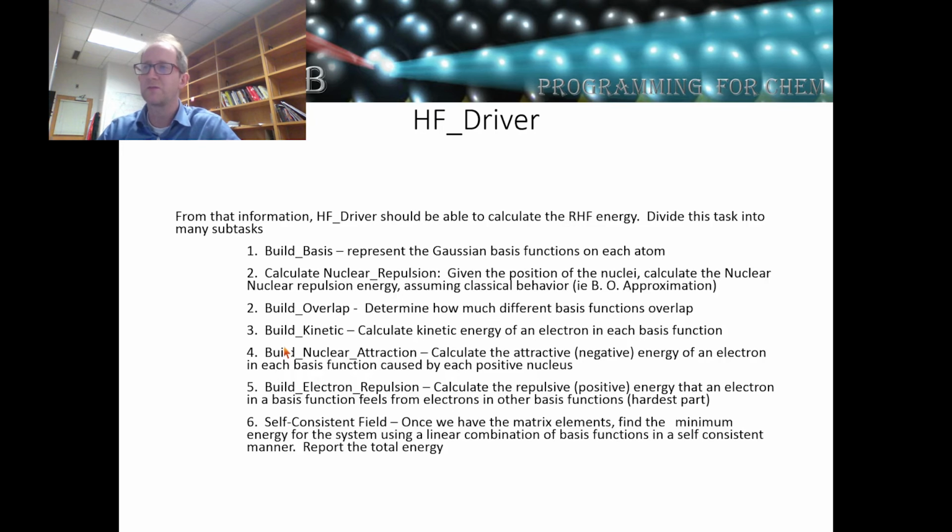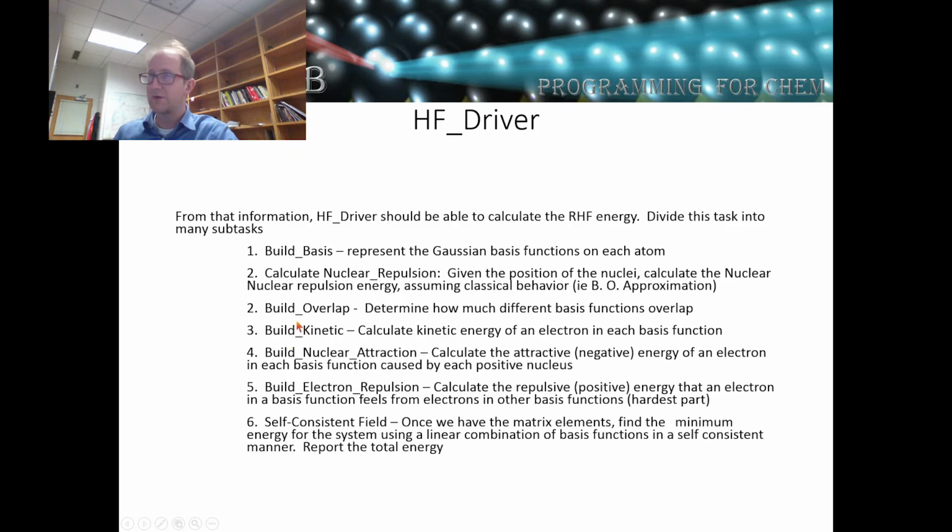call later. And so our HF driver program is going to need to build a set of basis functions based on the nuclei that we give it. From the nuclei we give it, it needs to calculate the nuclear repulsion energy. And then we need to start dealing with the electrons. So given our basis set, they are Gaussian functions. They're not actually going to be orthonormal. And so we need to calculate how much each basis function overlaps with every other basis function.